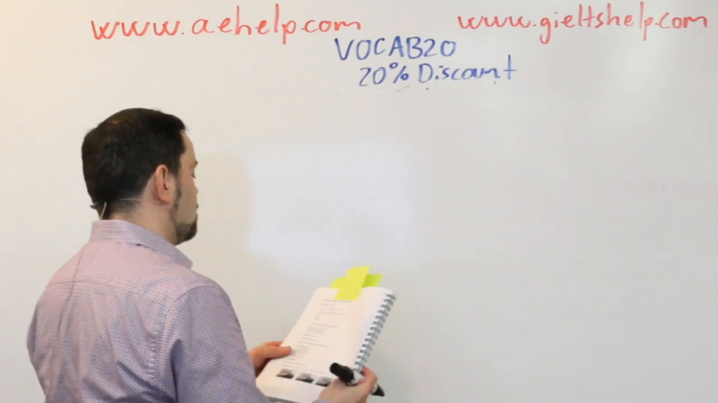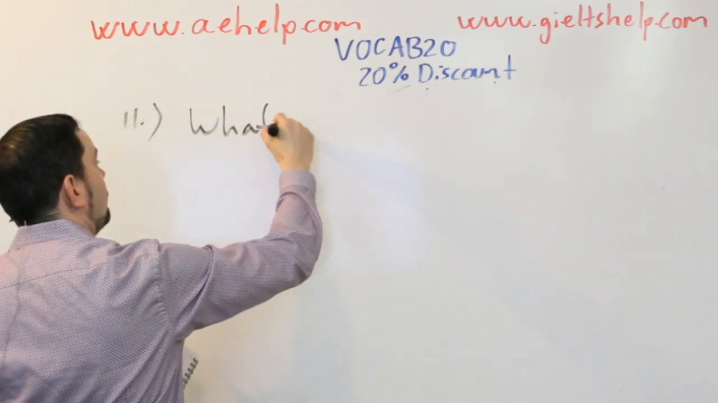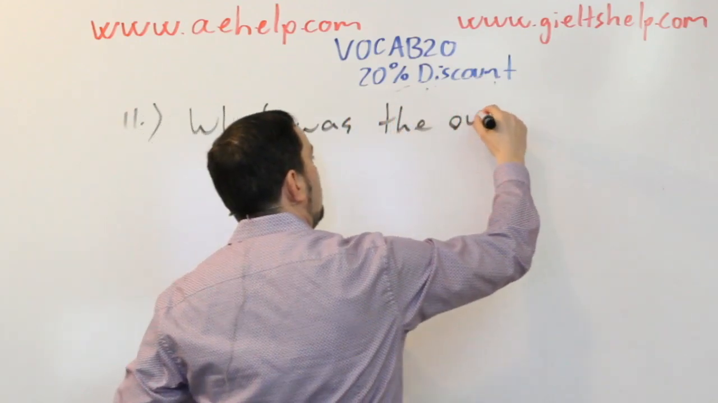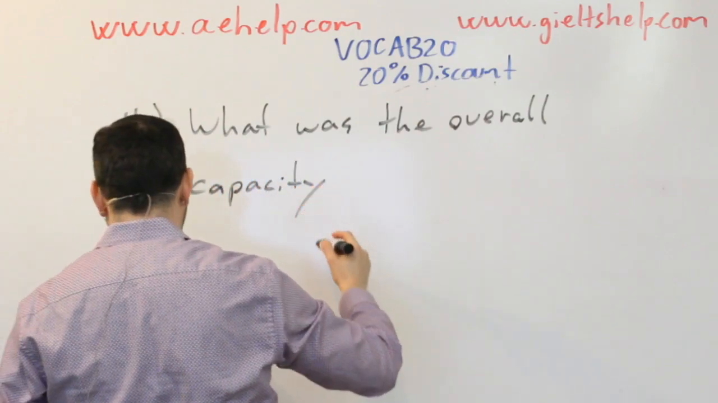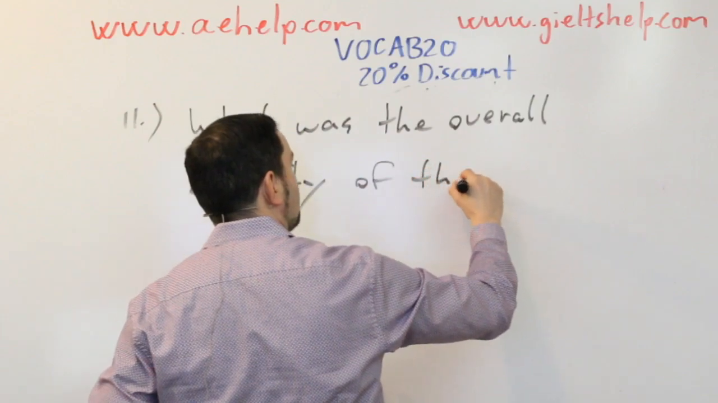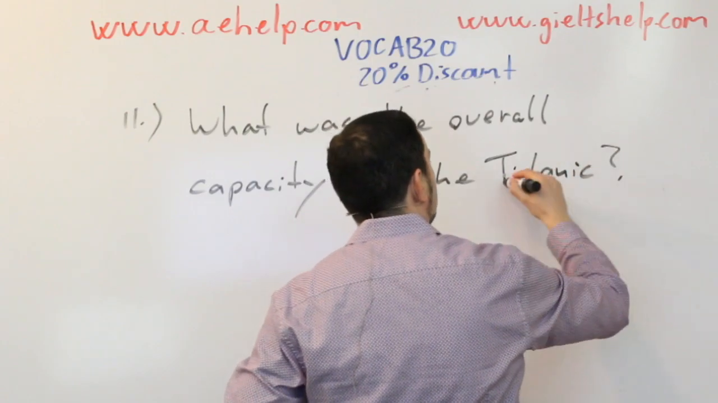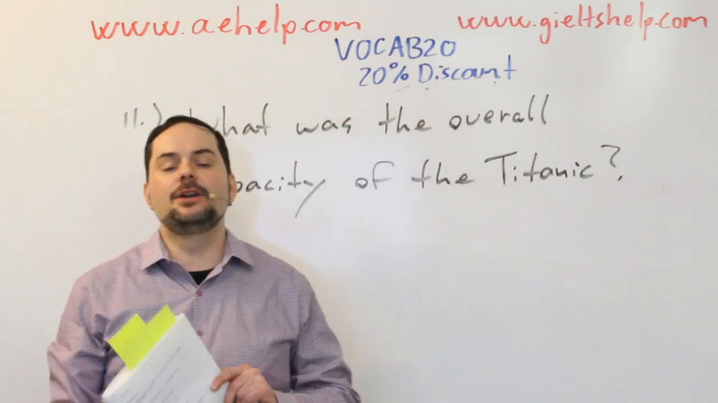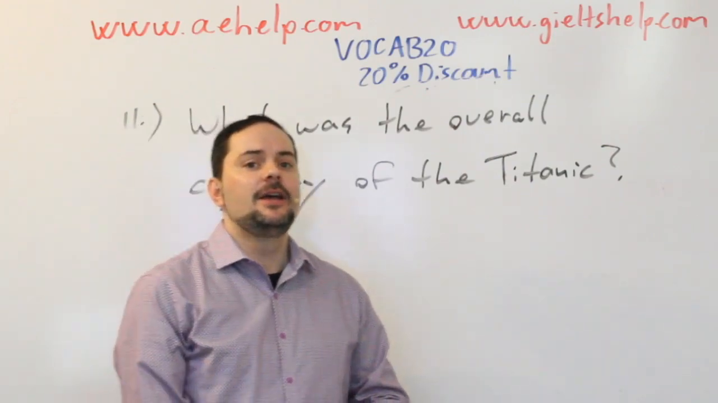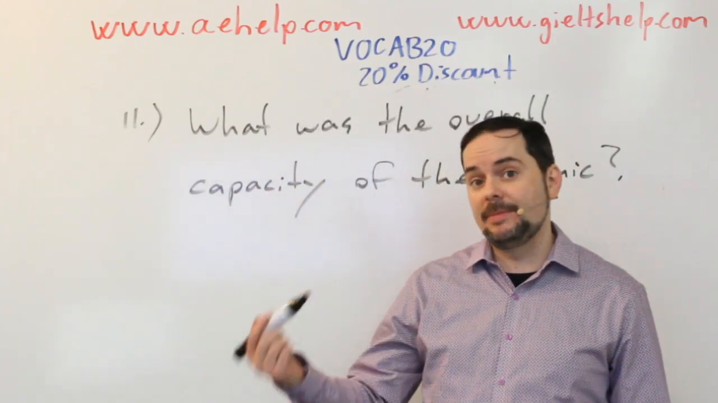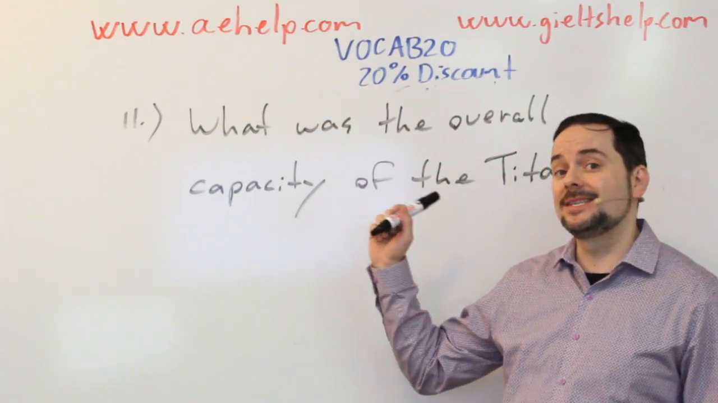So the first question is, what was the overall capacity of the Titanic? Okay, so the first question is, what was the overall capacity of the Titanic? Now, which word do you think you should be paraphrasing in your mind during the test or on paper at home? Which word do you think you should be paraphrasing here to make your listening score better?